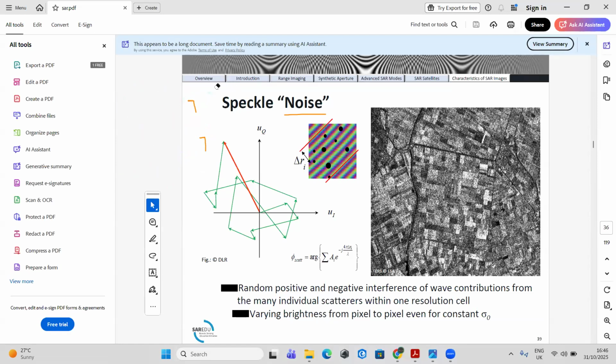So the quality of your SAR image depends on this. The backscatter is also called the signal. If the noise is high and your signal is less, that means your image is not good. So there is a term called signal to noise ratio.